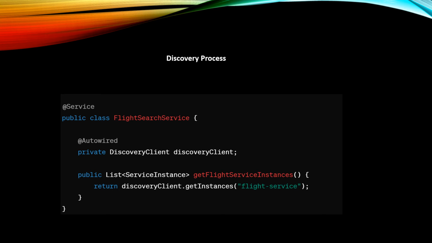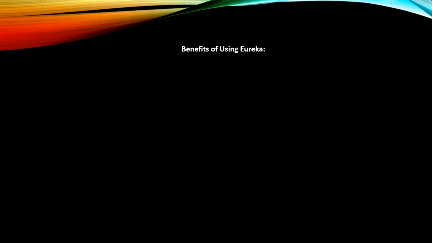Next we will discuss the discovery process. When the flight search service, for example, needs to communicate with the flight service, it does not know the exact location, for example the IP and port of the flight service. Instead, it uses Spring Cloud Discovery Client or load-balanced REST template to ask the Eureka server for the instances of flight service. Eureka then returns the available instances and the flight search service can make a call to them. We will see the demo of the same in the next video.